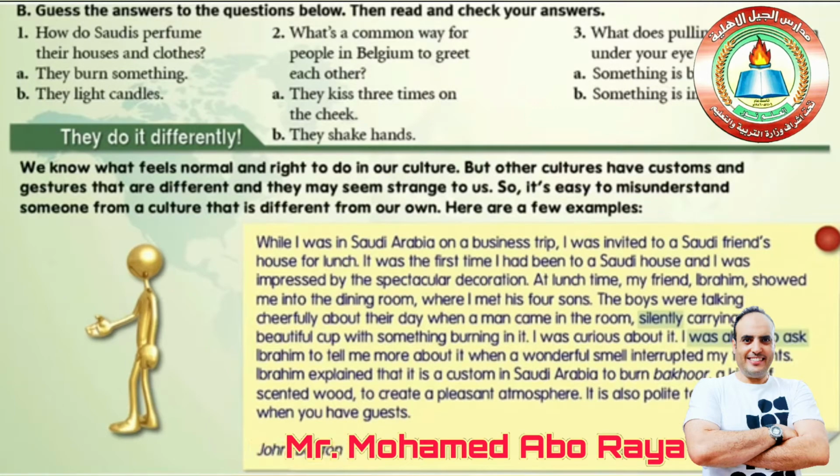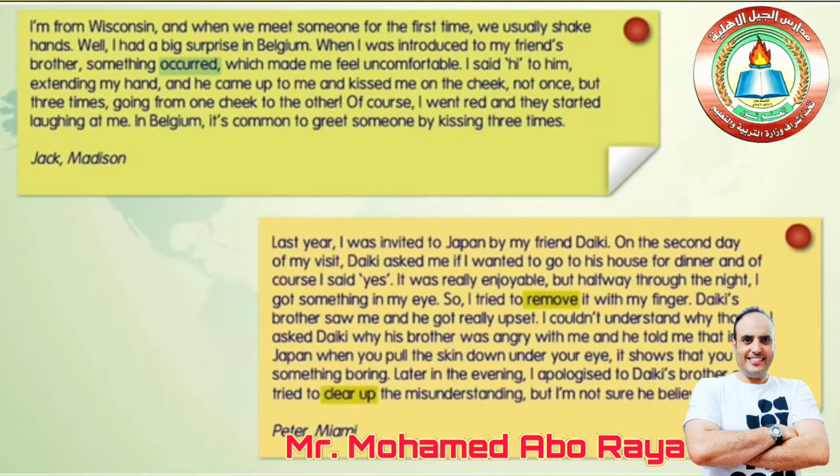John, Boston. I'm from Wisconsin, and when we meet someone for the first time, we usually shake hands. Well, I had a big surprise in Belgium. When I was introduced to my friend's brother, something occurred which made me feel uncomfortable. I said hi to him, extending my hand, and he came up to me and kissed me on the cheek. Not once, but 3 times, going from one cheek to the other. Of course, I went red and they started laughing at me. In Belgium, it's common to greet someone by kissing 3 times.